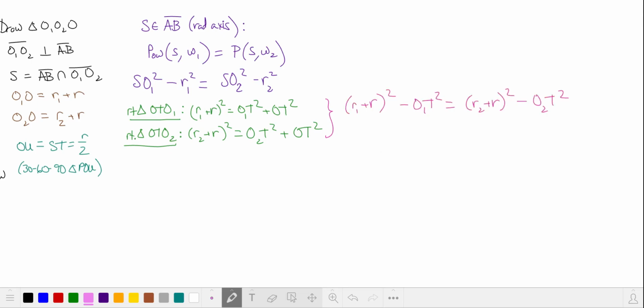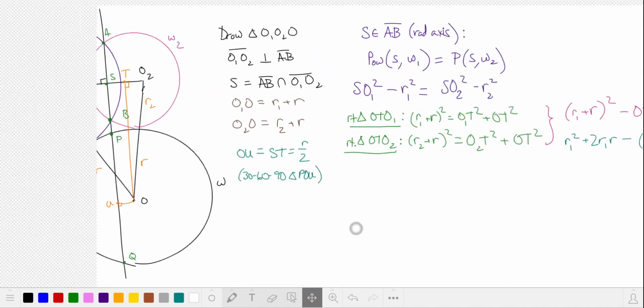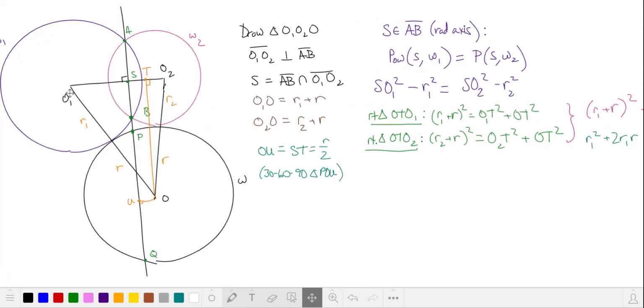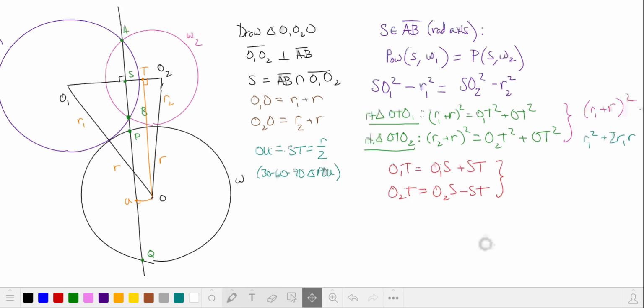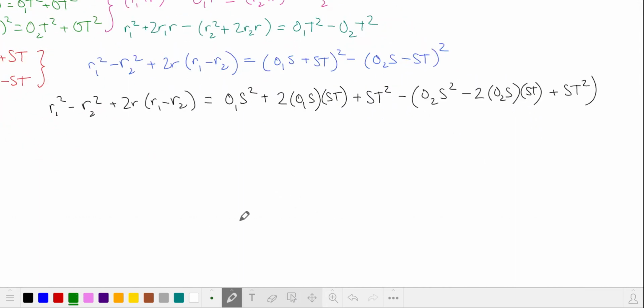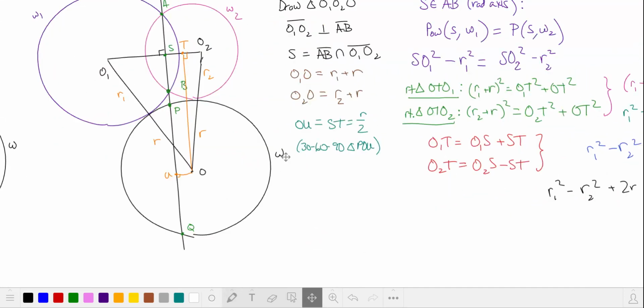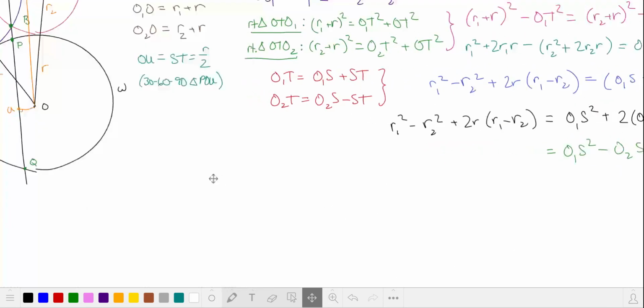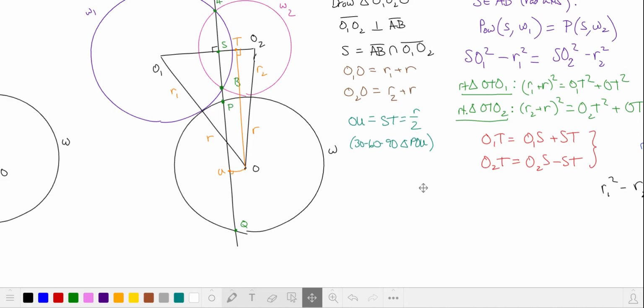Expanding and rearranging terms. Now we note that the distance from O1 to T is the distance from O1 to S plus ST, and the distance from O2 to T is the distance from O2 to S minus ST. So we'll make that substitution over here. Now we're going to expand everything on the right-hand side, and we'll rearrange some terms. Now we note that O1S plus O2S is equal to the distance between the two centers of our circles, which is what we're trying to find in our problem. And the distance from S to T, we found that already. That's half the radius of our third circle.